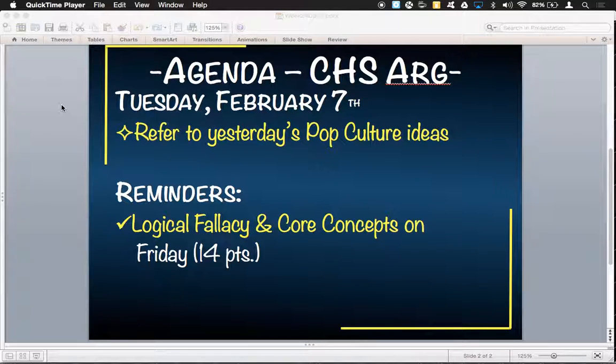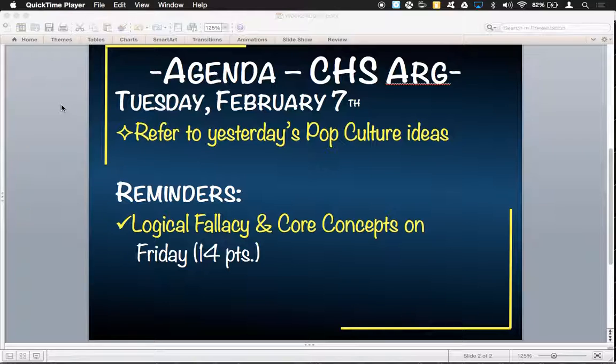If you weren't here yesterday, we were making our list of pop culture, I don't want to say topics necessarily, but kind of looking at events, topics, things that are relevant in today's society. And I'll show you a list here that we came up with. Reminder-wise, remember the big thing for Friday: logical fallacies and also core concepts.